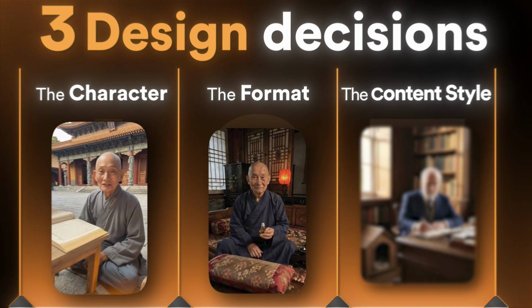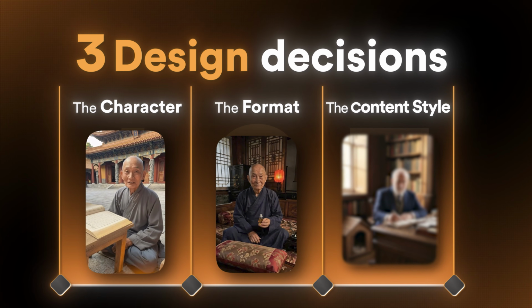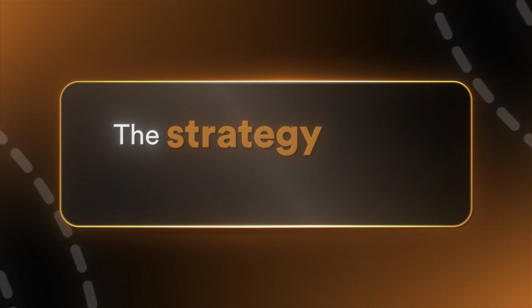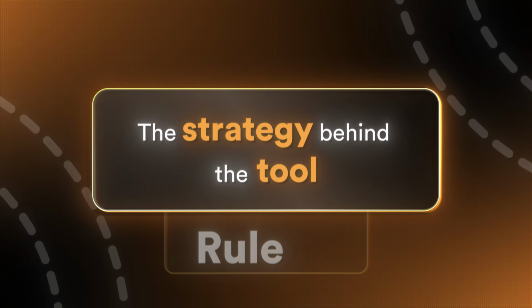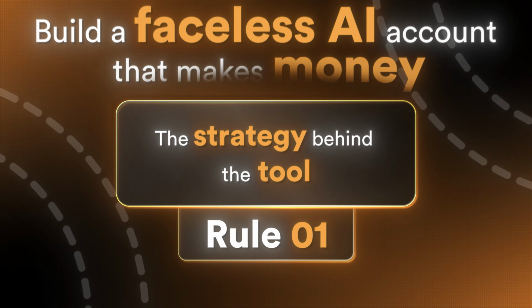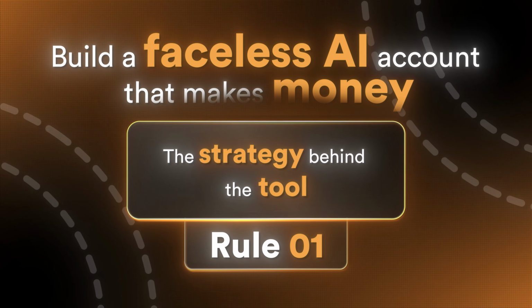We have the right archetype, the right format, the right content style. All 3 working together. This is what most people miss. They open up an AI tool, they try to make a 6-pack fitness influencer screaming at the camera with rapid cuts, and then they wonder why their video looks like garbage. It's not the tool. Everyone has access to the same tools. It's the strategic decision behind the tool. That's rule number 1 of building a faceless AI avatar account that makes real money. Now, let me show you exactly how to build one yourself.